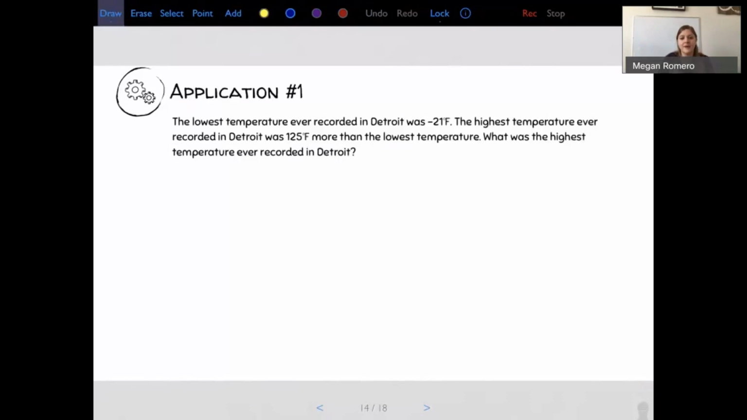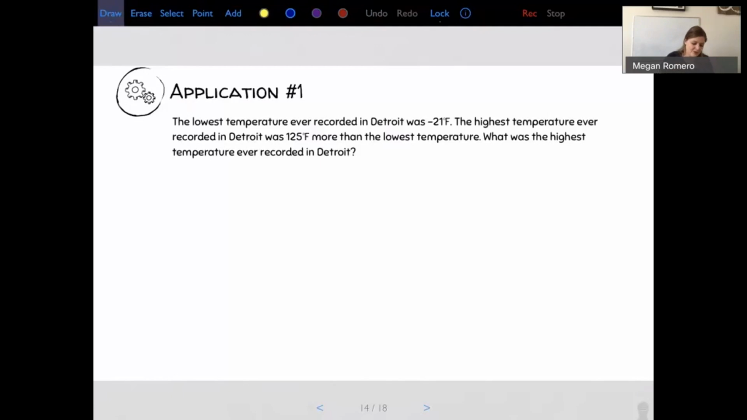Okay, so thinking about the context of the problem, we have the lowest temperature recorded, and we're told that the highest temperature ever recorded was 125 degrees more than. So when we talk about more than in this problem, it's going to denote addition.